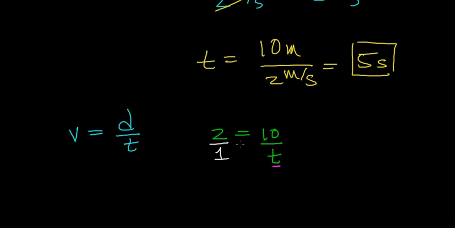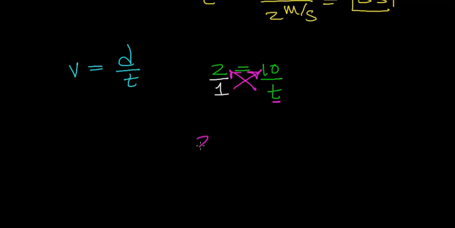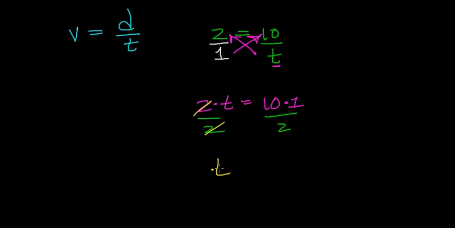So what you should know from an algebra class is when you have two fractions equal to each other, you can cross multiply, and when you do that, the left-hand side becomes 2 times t, and that's going to equal 10 times the number 1. 10 times 1 is just 10. And now the next step is to solve for t. So what you should do is divide both sides by 2. And when you do that, 2 divided by 2 is 1. And then you get t equals 10 divided by 2, which equals 5.